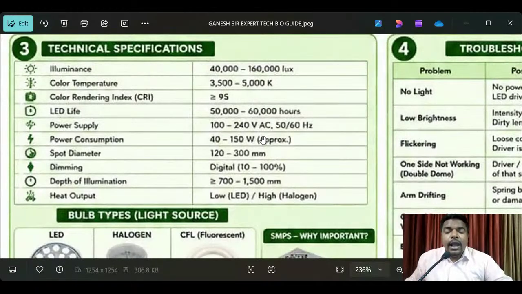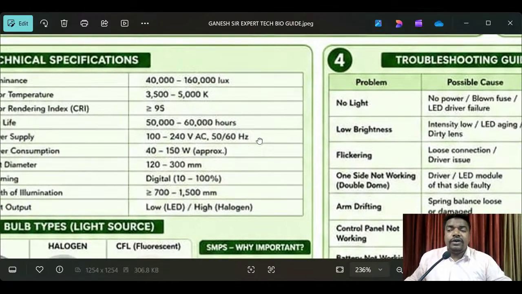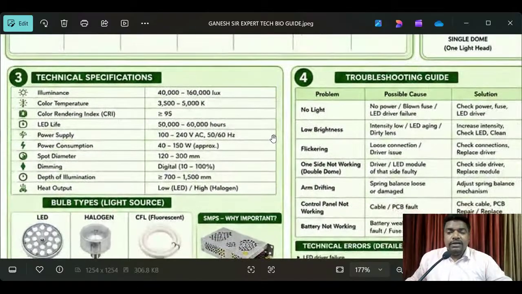Why am I giving all this information? Because as a biomedical engineer, you have to know it. To repair the equipment, you should know the basic technical aspects of the medical equipment, that is the OT table. Technical specifications I have also explained.